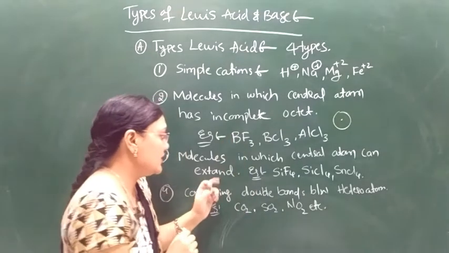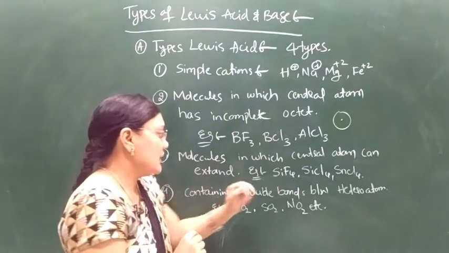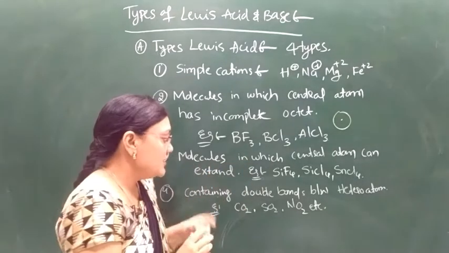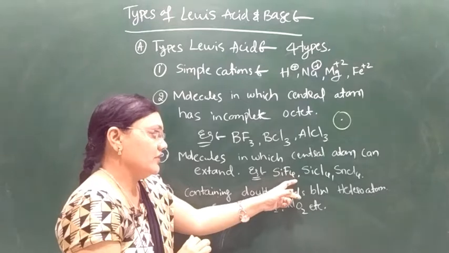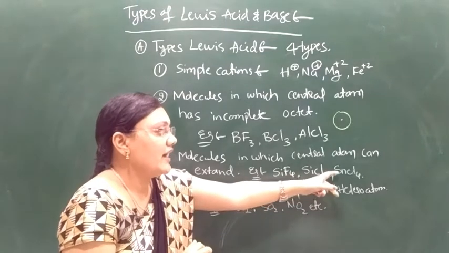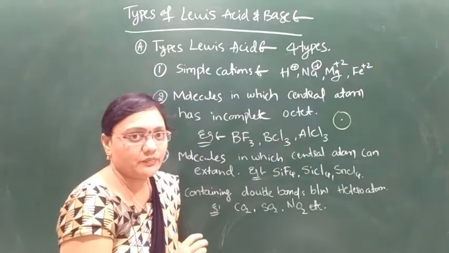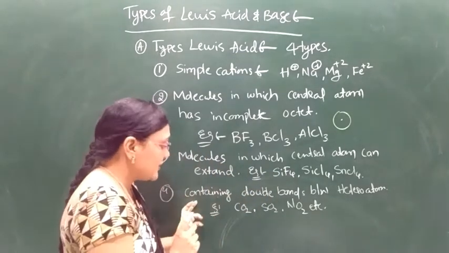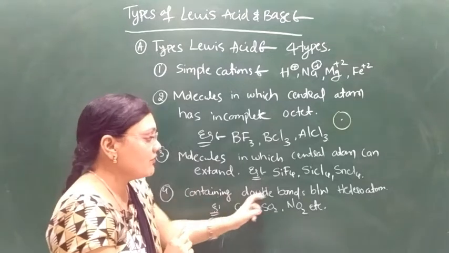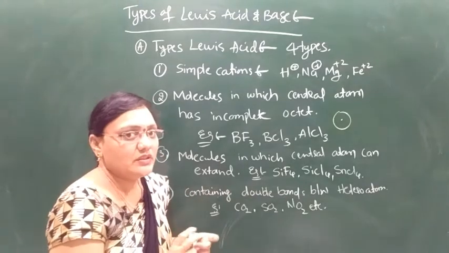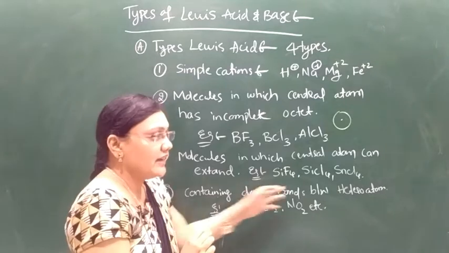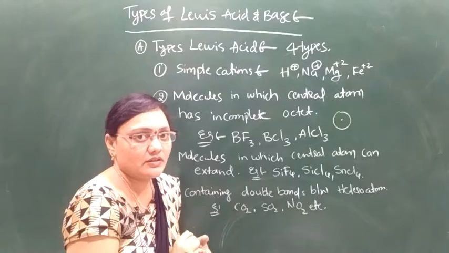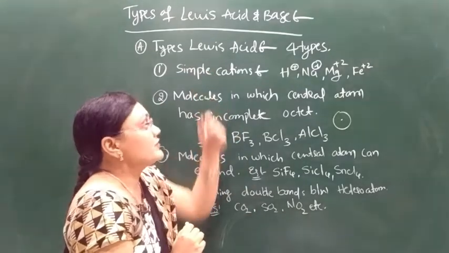The third type is molecules in which the central atom can be extended. Examples are silicon tetrafluoride, silicon tetrachloride, and tin tetrachloride. And the last one is molecules containing double bonds between heteroatoms, for example carbon dioxide, sulfur dioxide, and nitrous oxide. These are the types of Lewis acids.